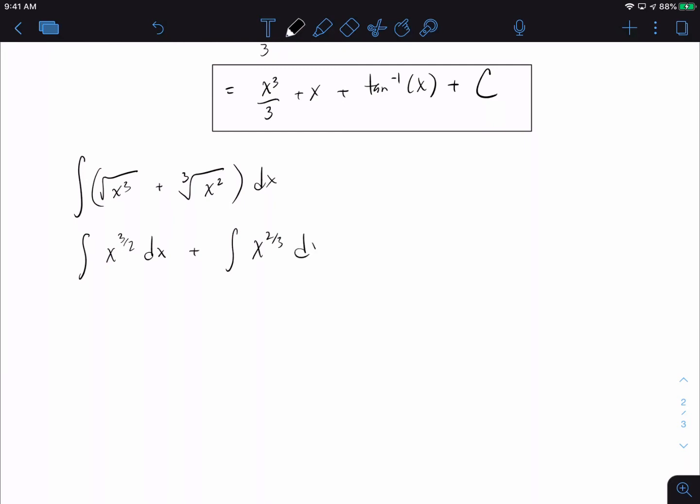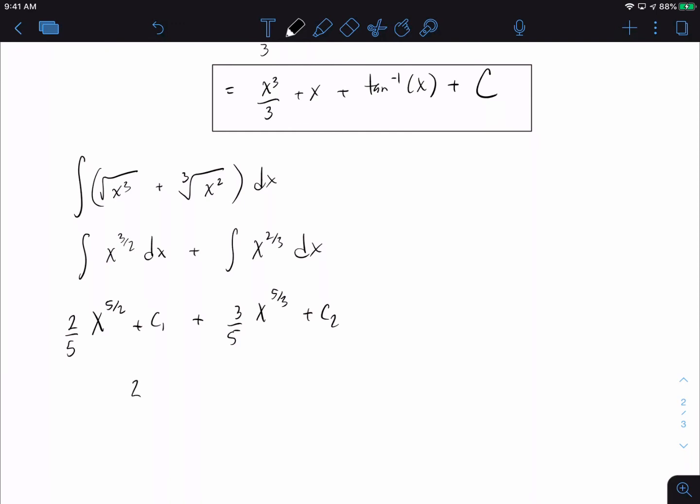And it's important that you see the power rule that's happening there. With the first one being a square root, the 2 is in the denominator, and the other one being a cube root makes the 3 go into the denominator. So now when I do the power rule to this, I'm going to get x to the 5 halves, but the reciprocal of 5 halves is 2/5 plus some constant, and then the other one's going to be x to the 5/3, but the reciprocal of that is 3/5 plus some new constant.